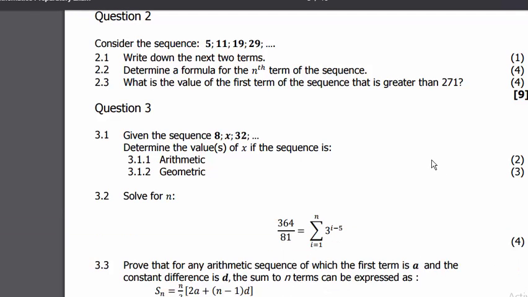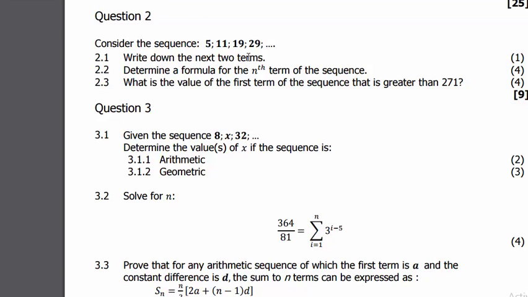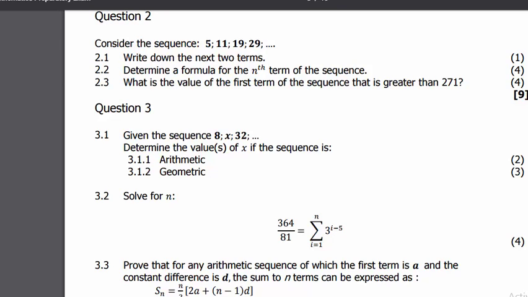Okay, so for this question, question 2, the number patterns. Consider the sequence 5, 11, 19, and the differences 6 plus 8 plus 10. We can see our first difference, 6, 8, 10, is jumping by 2, and that's why we recognize that this is a quadratic sequence.